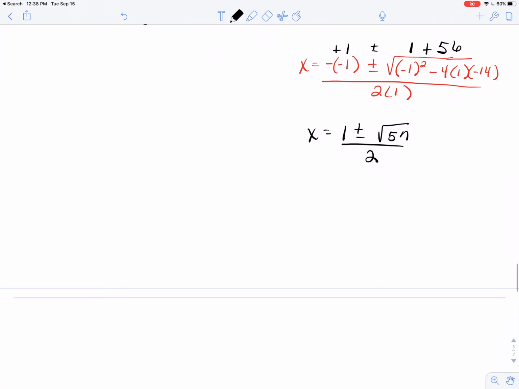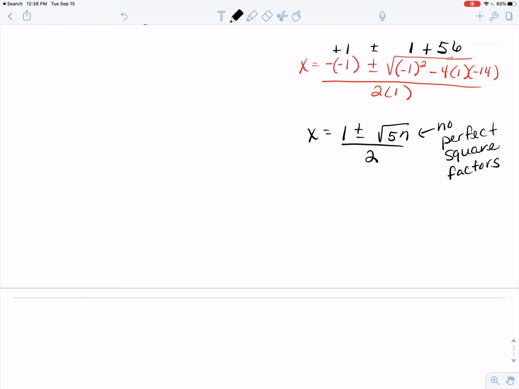Alright, so now I'm ready to split 57. Does 9 go into 57? Nope, not evenly. Okay, so I'm pretty sure there are no perfect square factors here, so we can't simplify it. But you should check, because sometimes you'll have perfect square factors. But there are no perfect square factors there.